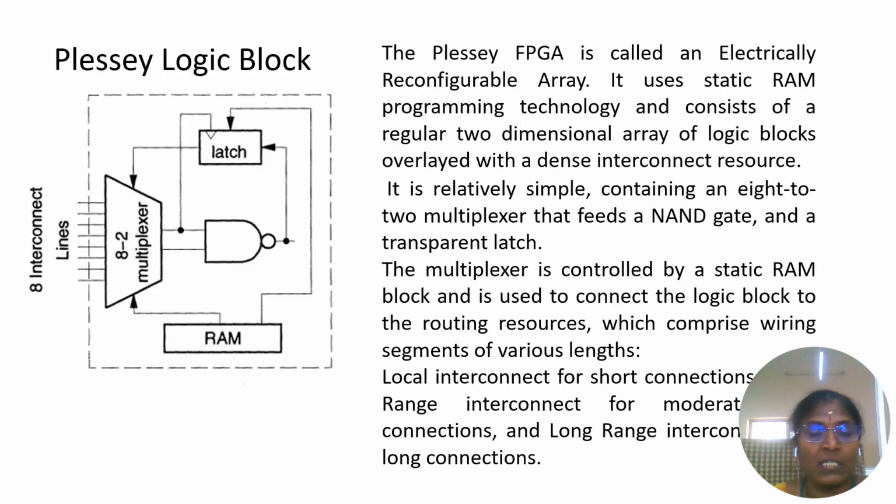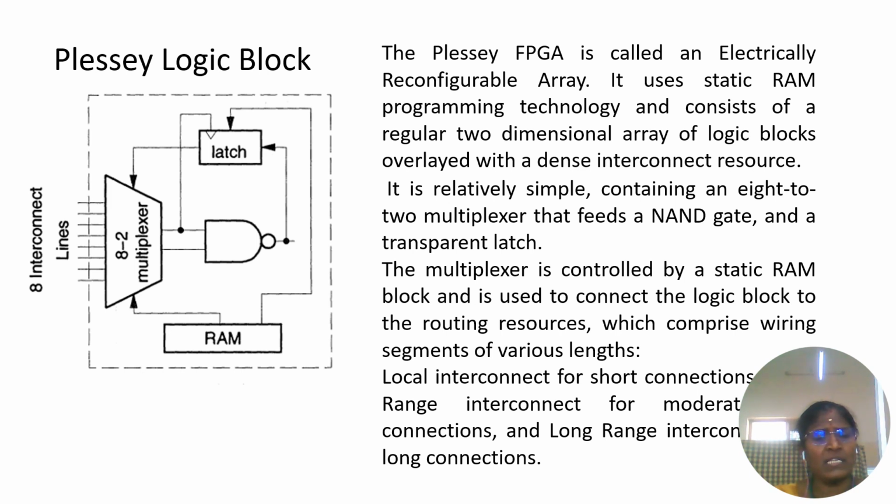In the previous slide, we have seen many vendors. Here, the first one is the Plessey logic block. So the Plessey FPGA is called an electrically reconfigurable array. It uses static RAM programming technology and consists of a regular two-dimensional array of logic blocks overlaid with dense interconnect resources. It is relatively simple, containing an 8 to 2 multiplexer that feeds a NAND gate and a transparent latch.